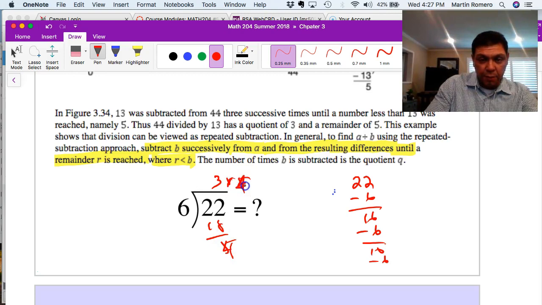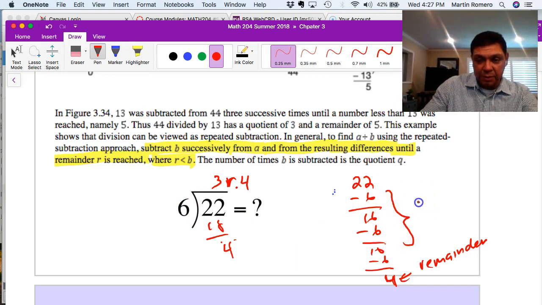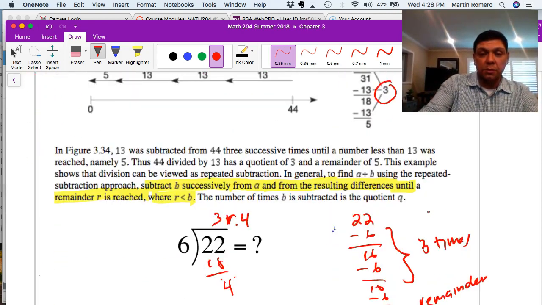This would be the remainder 4, and we stop there. Now, since this is the remainder, it's less than the original divisor 6. How many times did we subtract 6? 3 times. And so now you know 22 divided by 6 is 3 remainder 4. And that's an example of using repeated subtraction to do a division problem.